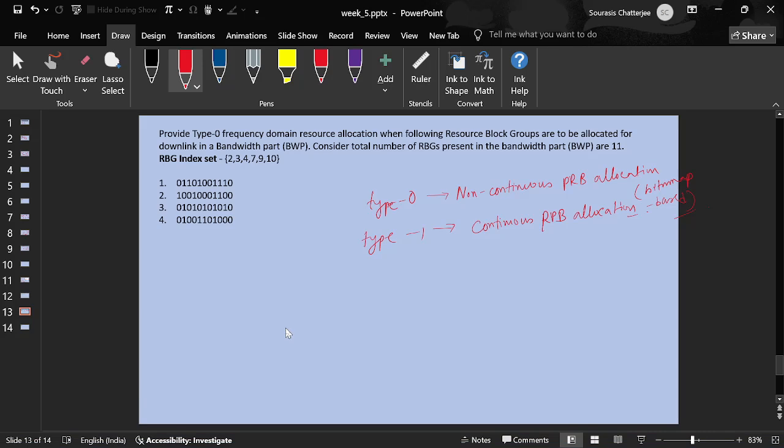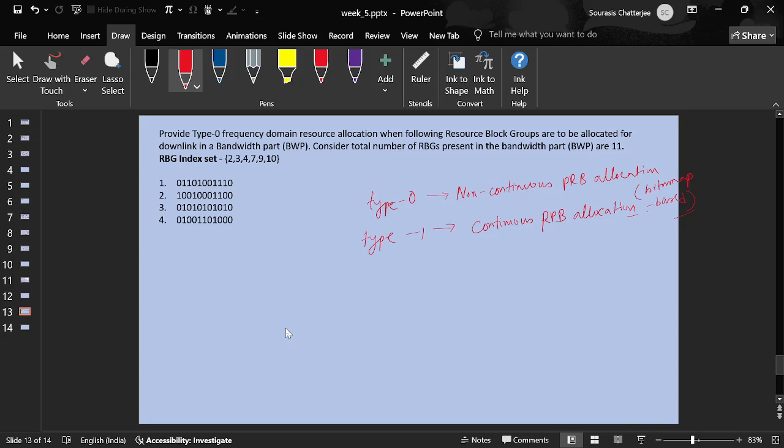It's RBGs which are given, resource block groups. So what does this group stand for here? These are groups of subcarriers. Okay, so you are saying we have groups of PRBs. Not exactly non-continuous, in the sense that you can't assign PRBs one by one, but you can assign a group of them, maybe a group of 5 or 6.